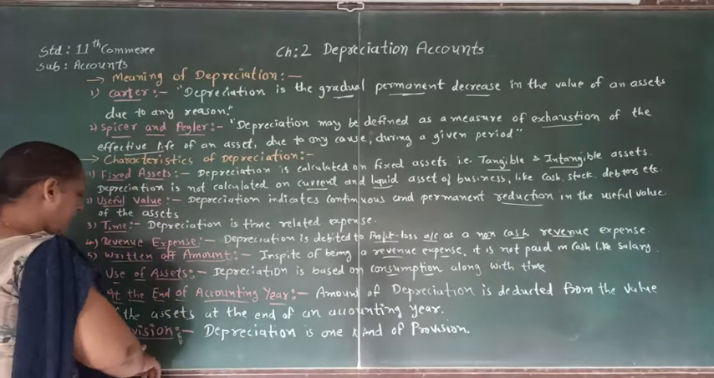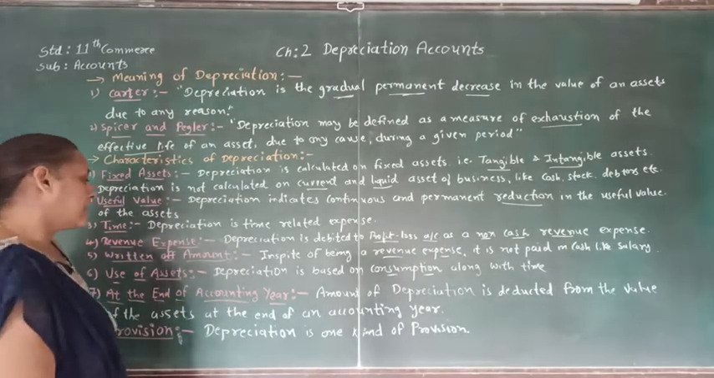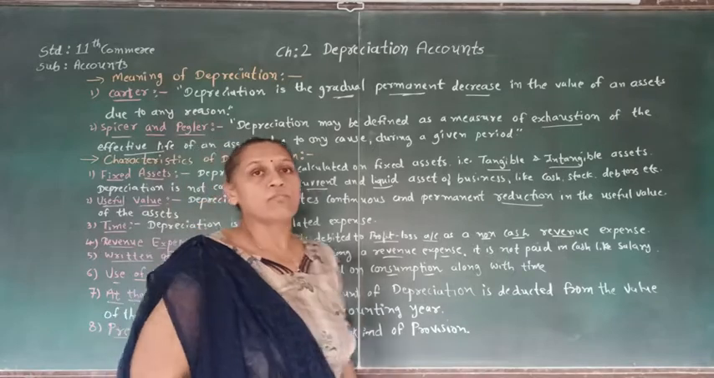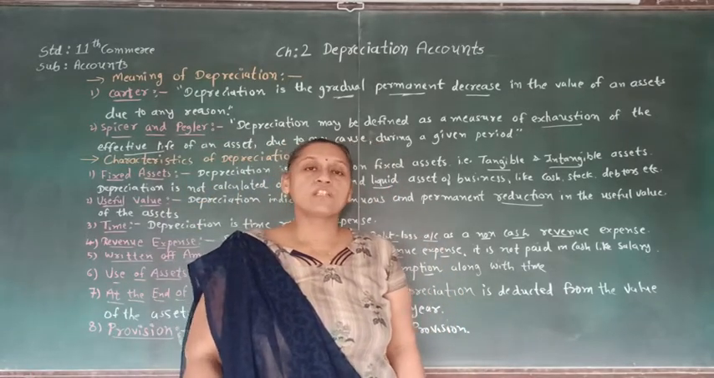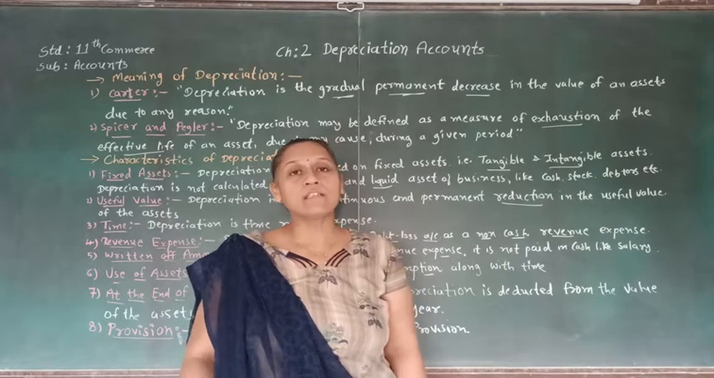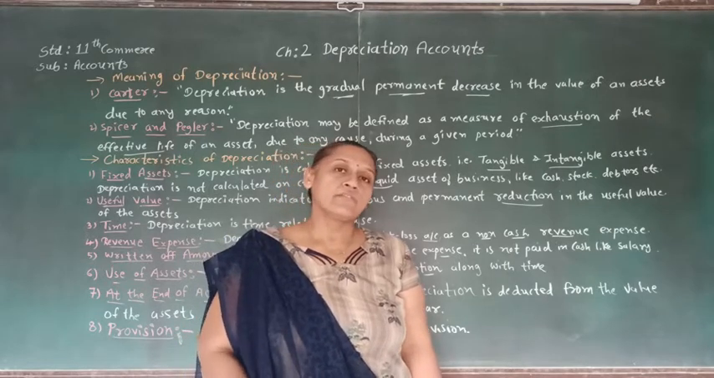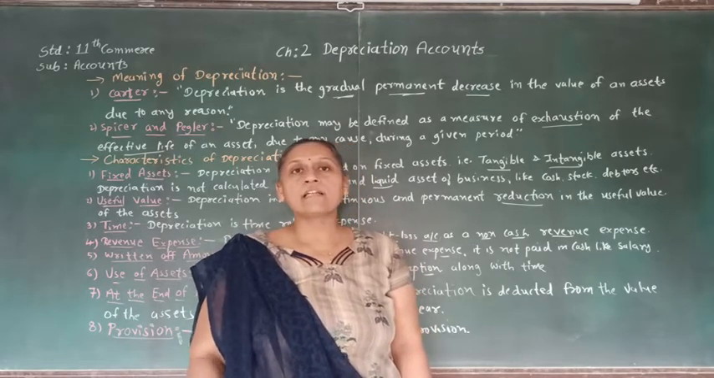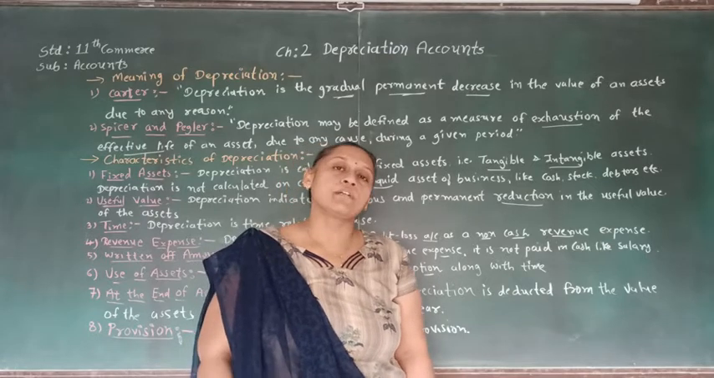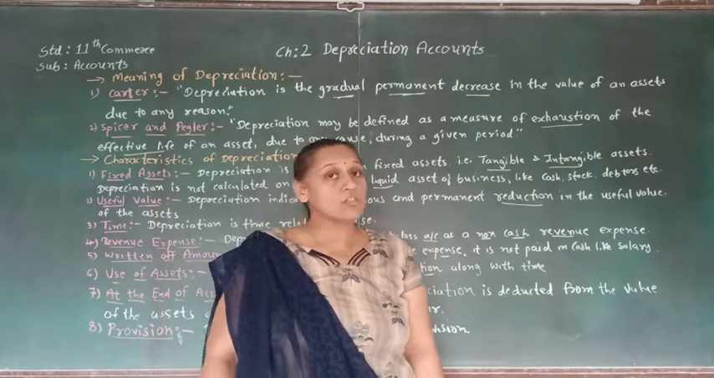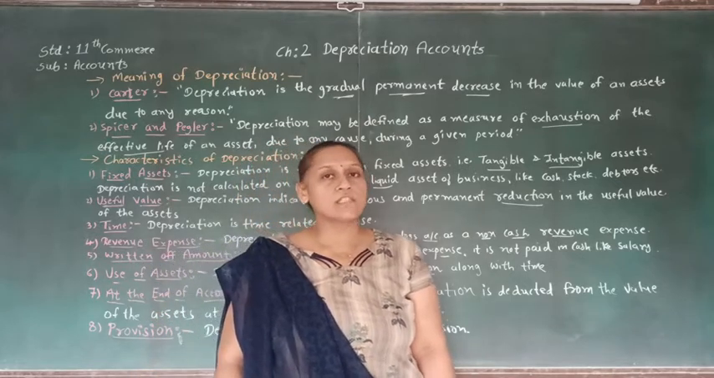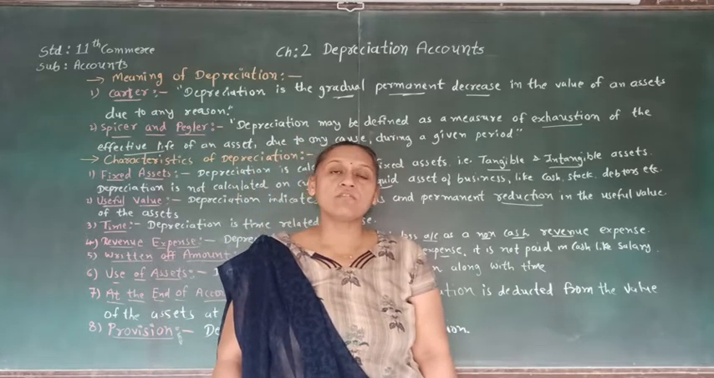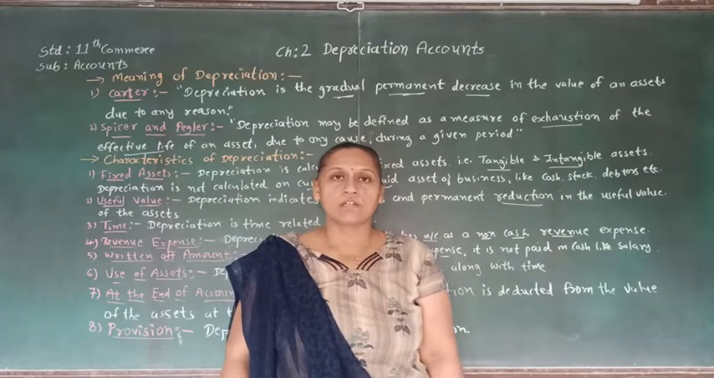The last one is provision. Here depreciation is one kind of provision. We are providing for the depreciation so that if we need to buy another asset, we can buy that asset after the specified period. So it is a provision. These are the characteristics of depreciation. You may note this down, then we will see the objective of depreciation.